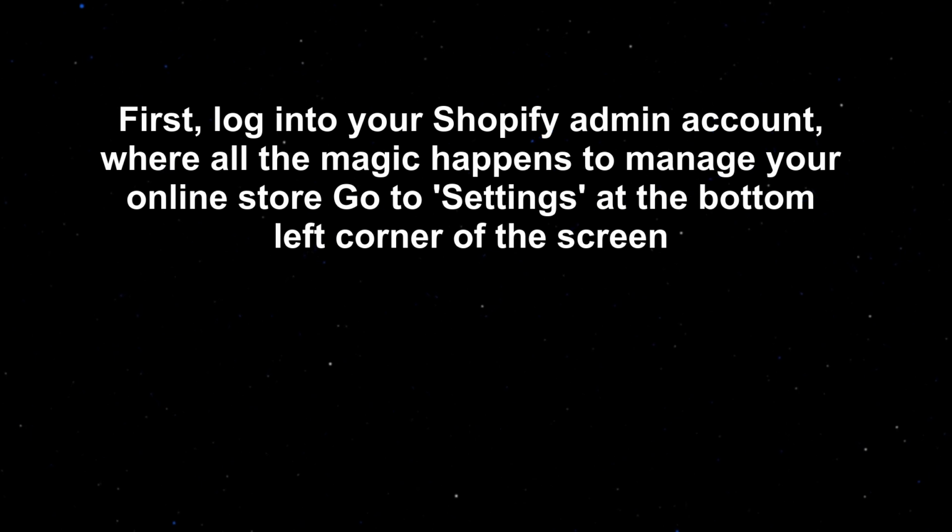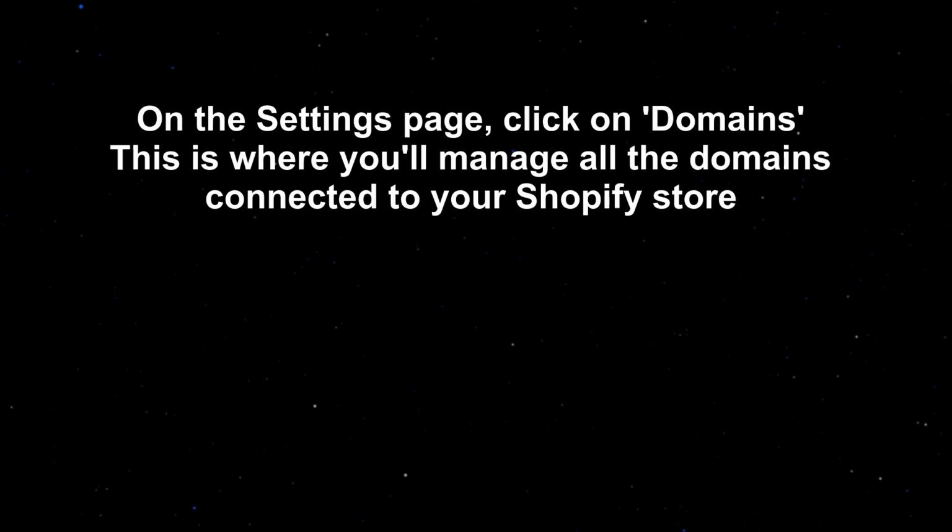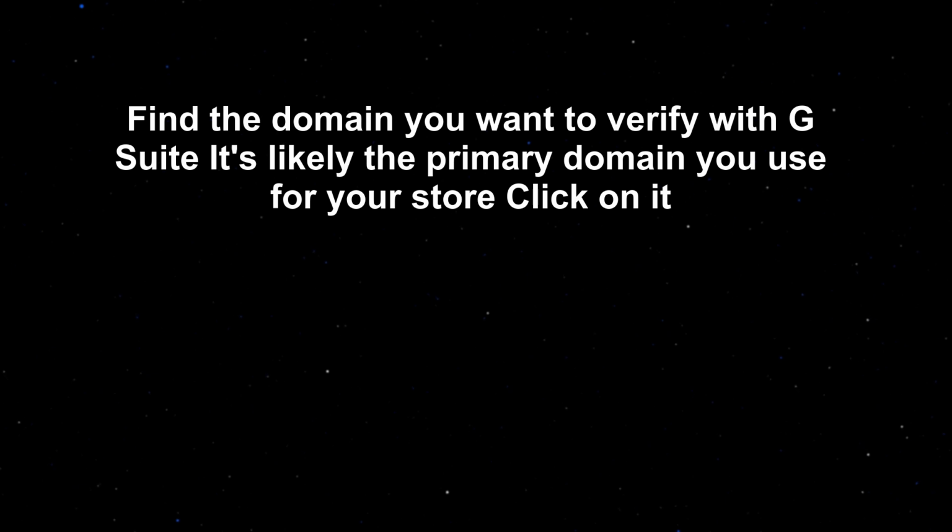Go to Settings at the bottom left corner of the screen. On the Settings page, click on Domains. This is where you'll manage all the domains connected to your Shopify store. Find the domain you want to verify with G Suite. It's likely the primary domain you use for your store.